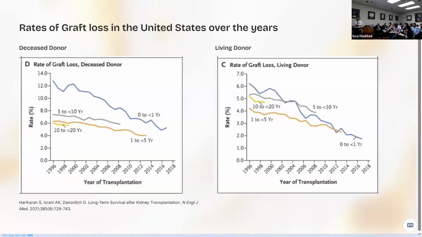Looking at this study where they analyzed almost 40,000 kidney transplants from 1996 to 2018, you can see that over time, the rate of graft loss has actually decreased in both deceased donor and living donor. However, if we take 5 to 10 years, back in 1996 it was 7%. So 7 out of every 100 kidney transplants will lose their kidney in 5 up to 10 years. Even in 2010, the most recent, the numbers are still relatively significant, above 6%. This is a little bit less, but overall, the numbers are still significant. We're talking about anywhere between 6 to 10% graft loss rate with time.